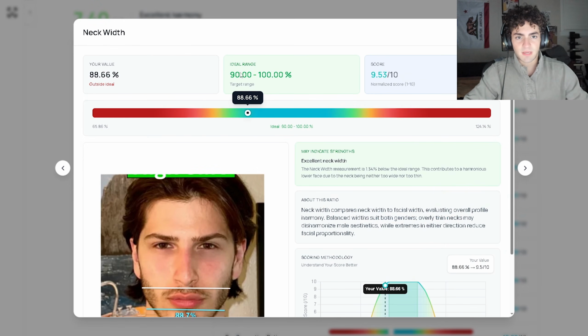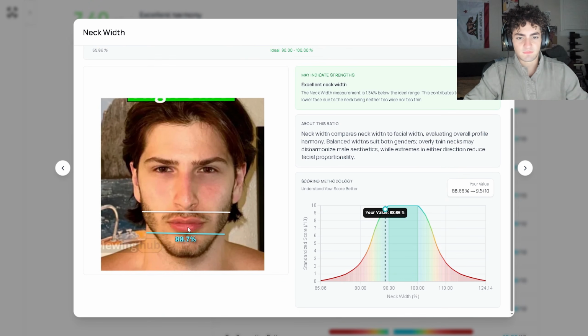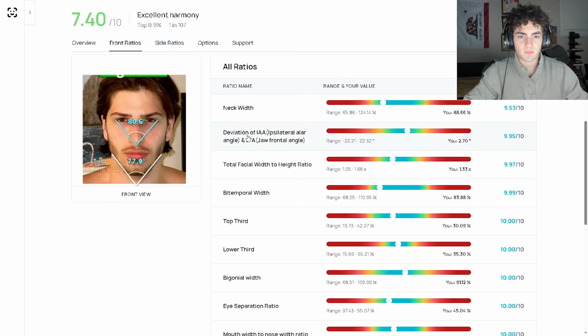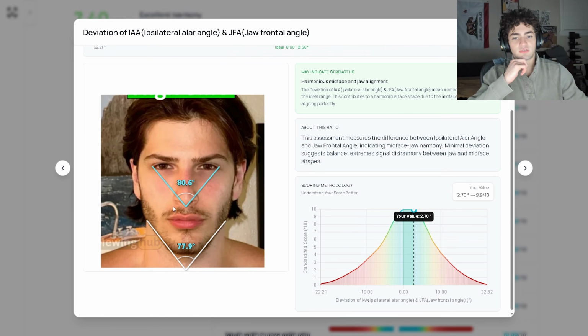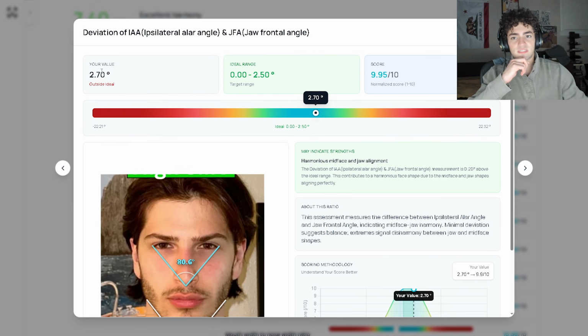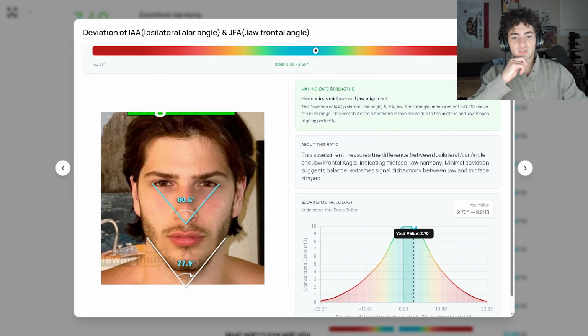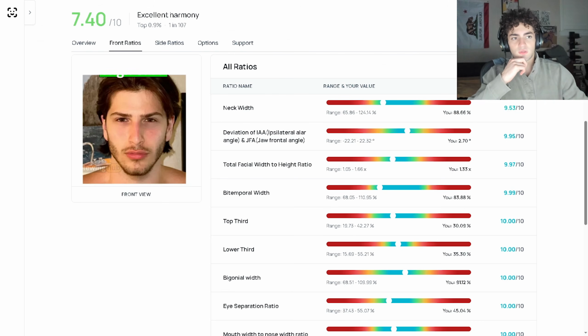Next, neck width, you want it to be from 90 to 100. His is 88.66. Not a big flaw, again, but could be better. Maybe he's leaning his head a bit forward here. Who knows? Deviation: it's not a huge deviation. 0 to 2.5 is the ideal for the deviation of ipsilateral alar angle and your jaw frontal angle. His is 2.7, so it's not a crazy deviation, but it's not ideal, as you can see. Not horrible, though. They look pretty similar, the angles.